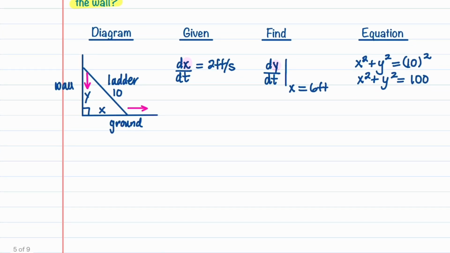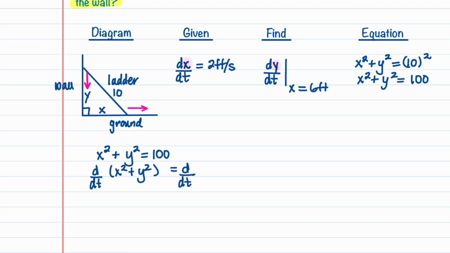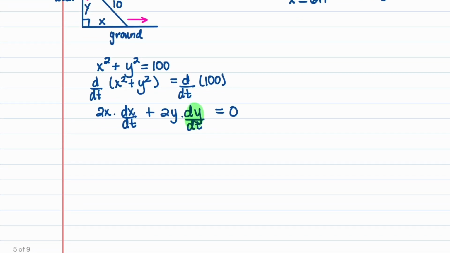Now we're going to go ahead and take this equation and differentiate it with respect to time. We have d/dt of x squared plus y squared is equal to the derivative with respect to time of 100. On the left, we have 2x times dx/dt, and then we have 2y times dy/dt, and that is equal to 0. We want to find dy/dt, so let's go ahead and solve for that.